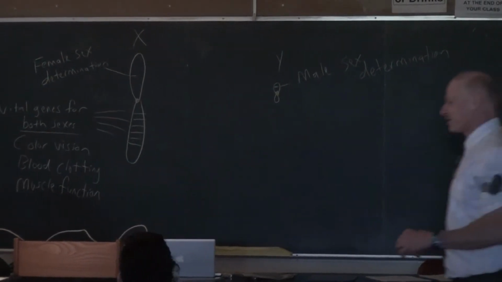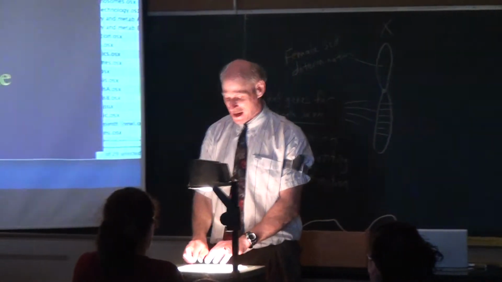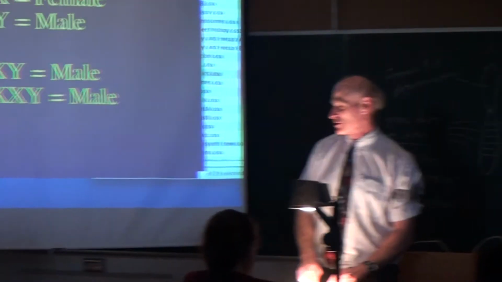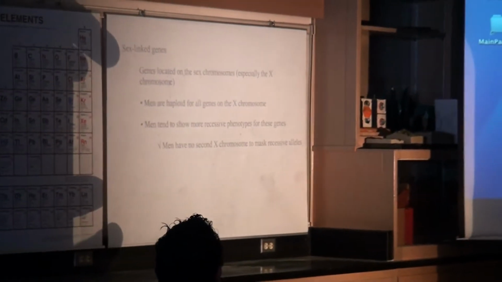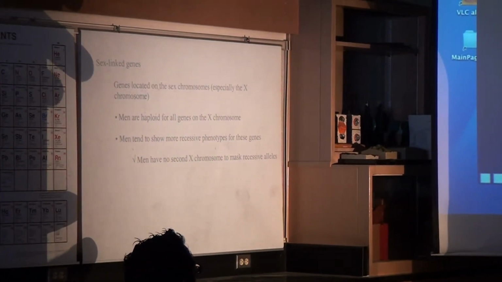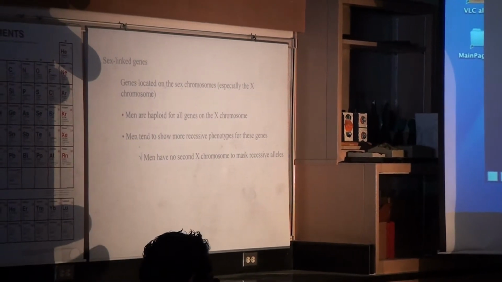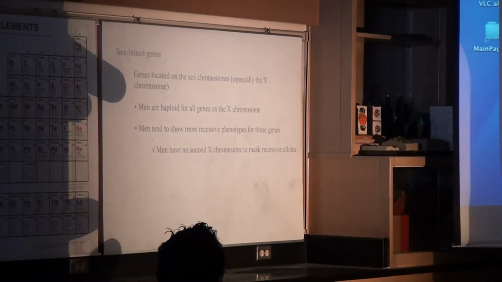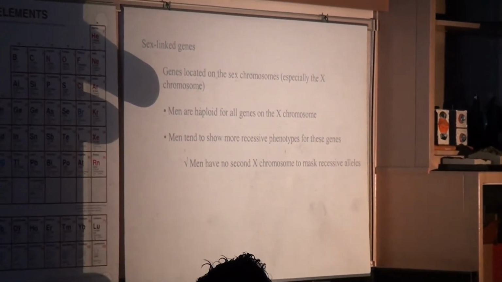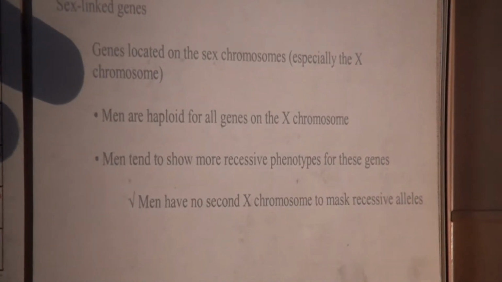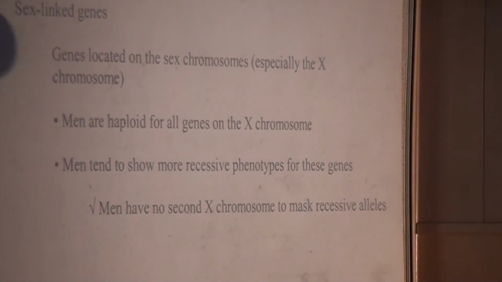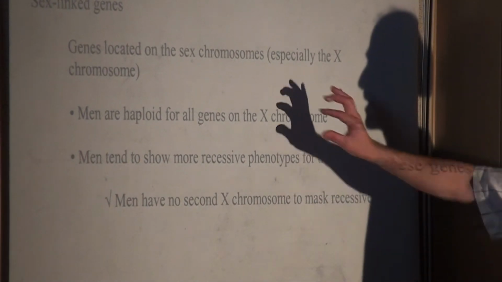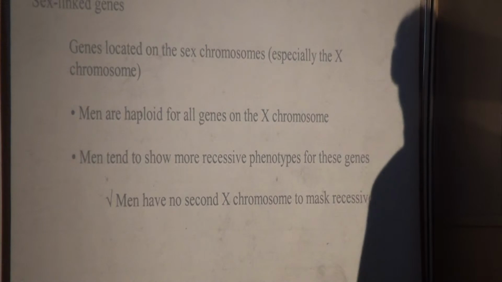Now, this whole part of the genetic chapter that we're on now was on non-Mendelian genetics, things that don't follow Mendel's rules. And sex-linked genes cause non-Mendelian genetics. And sex-linked genes just means genes that are on the sex chromosomes. And when people use this term, they're almost always referring to the genes on the X chromosome. And here's the reason why you get non-Mendelian genetics, because men are haploid for those genes.